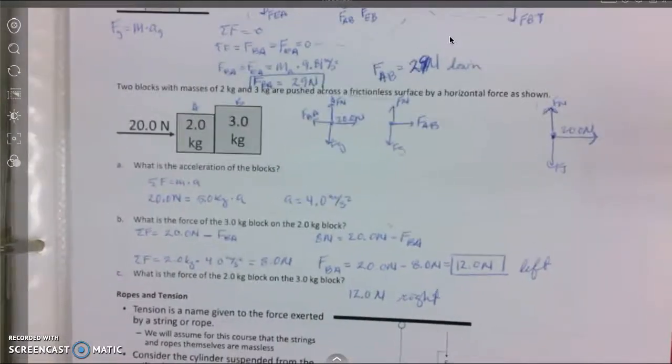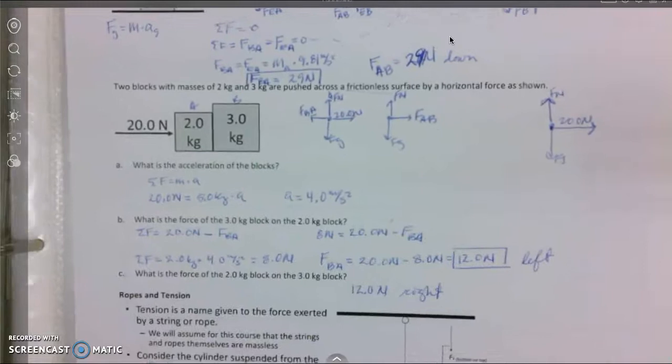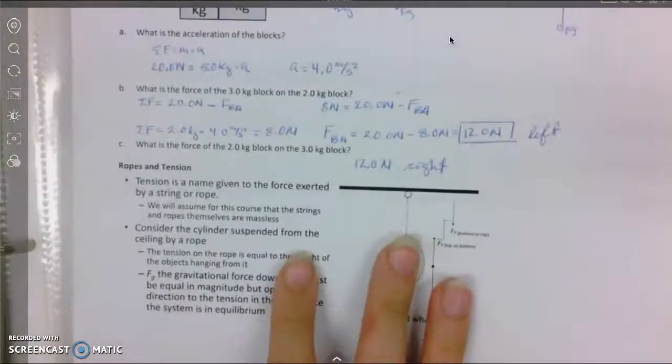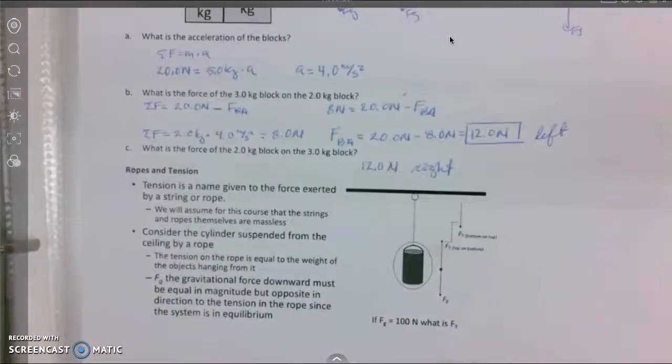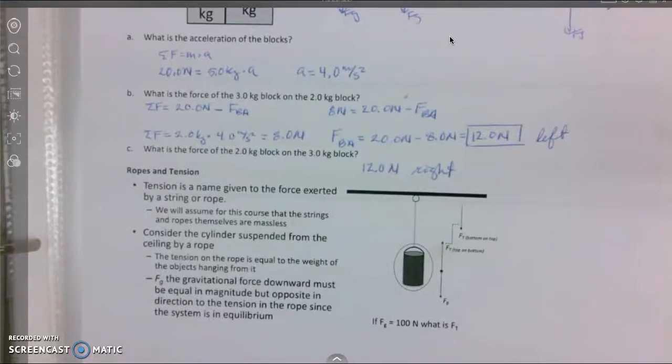Okay, ropes and tensions, I decided as I was looking through this that we're going to skip this part, this last little part of the unit here. So we're not going to be worried about reaction pairs with ropes and tensions, and you won't be seeing that material on the exams.